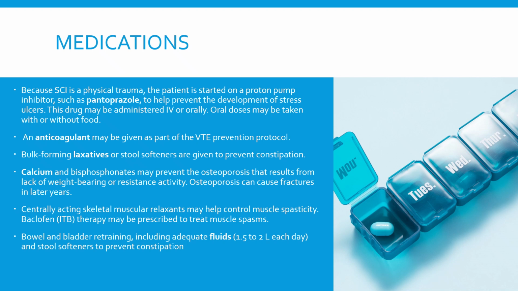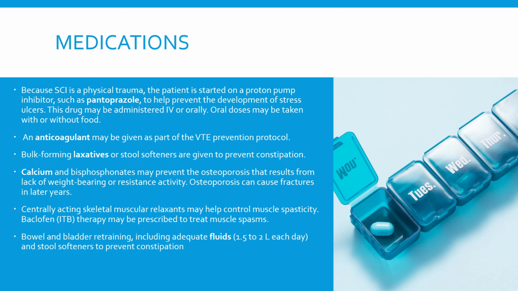Medications. Because spinal cord injury is a physical trauma, the patient is started on a proton pump inhibitor such as pantoprazole to help prevent the development of stress ulcers. This drug may be administered IV or orally, and oral doses may be taken with or without food. An anticoagulant may be given as part of the VTE prevention protocol, and bulk-forming laxatives or stool softeners are given to prevent constipation. Calcium and bisphosphonates may prevent the osteoporosis that results from lack of weight-bearing or resistance activity. Osteoporosis can cause fractures in later years.